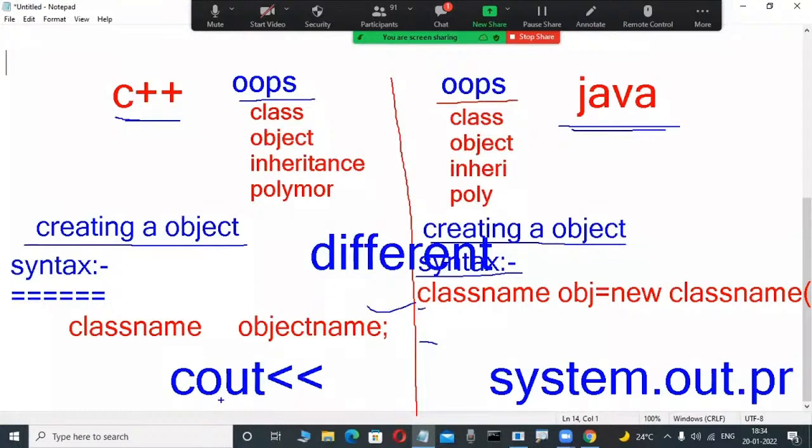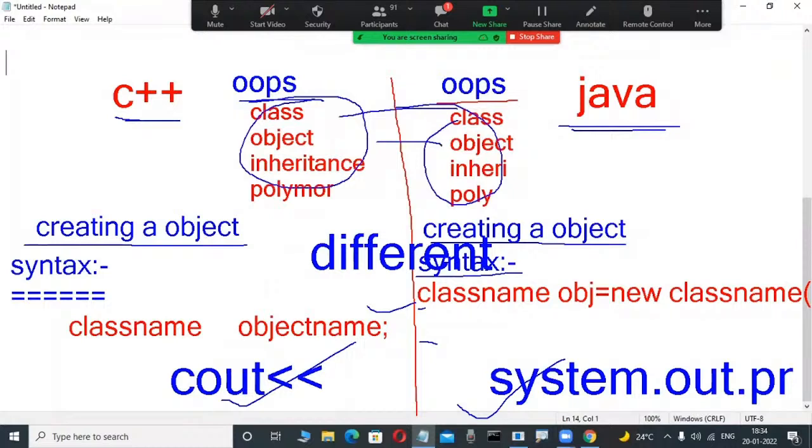Functions are also totally different in these two object-oriented languages. But conceptually, are the OOP concepts the same? Yes, the same: what is a class, what is an object, what is inheritance, what is polymorphism. But syntactically totally different. Why? Because those are two different languages, two different products from different companies, and that's why functions and syntax are different.